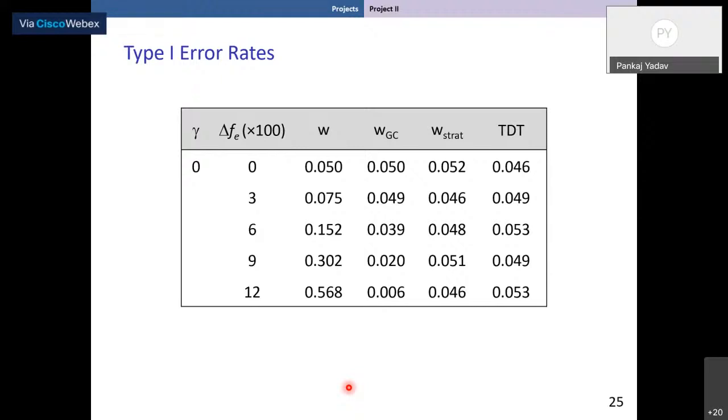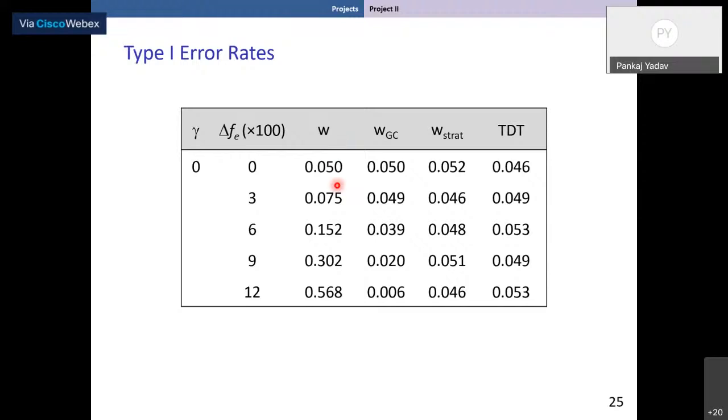So I just want to show you some interesting results here. I'm going to show you first the type 1 error rates. So quickly, we don't have any interaction in the data. Then we changed the delta FE to different levels. I just multiplied it by 100 for simplicity. So we already have a joint stratification here.